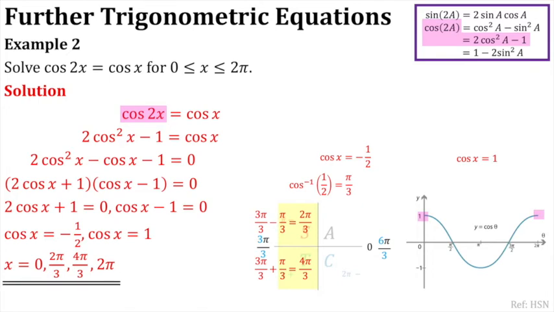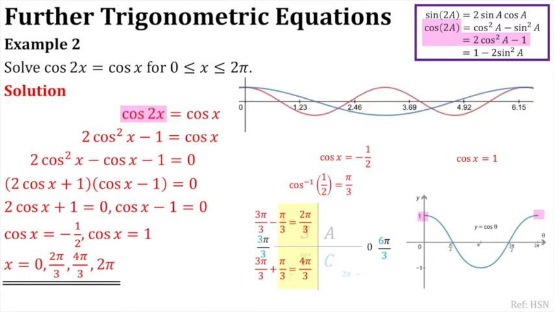And we'll just have a quick look at the graphs, and we can see that our answers are the points of intersection of the graphs of y equals cos 2x and y equals cos x. So you can see we've got 0 here, 2 pi over 3, which is approximately 2.09, 4 pi over 3, which is approximately 4.18, and then we've got 2 pi, which is approximately 6.28. So you can see those are our answers there.